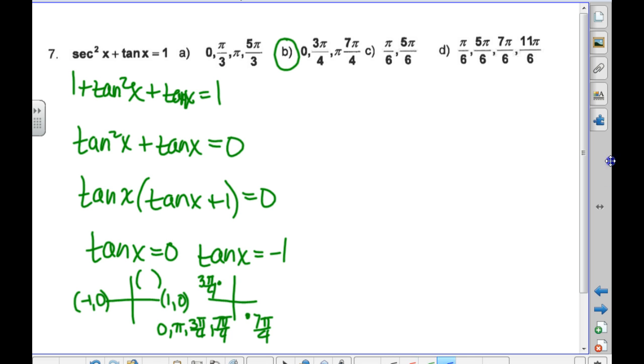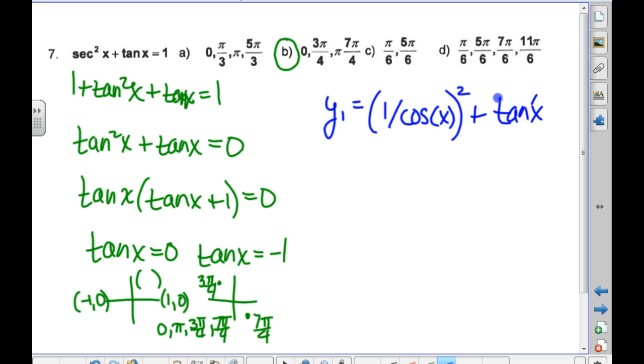Okay, if you had chosen to graph that into y1, you could have typed parenthesis 1 divided by cosine of x, and then you could just square the whole thing, because 1 over cosine quantity squared would be secant squared, and then say plus tangent of x. And then in y2, you could have just put 1 and found the intersection points and tested all your choices. As long as it's multiple choice, you can just test the choices. Okay, I'm not going to bother to show that one by graphing.